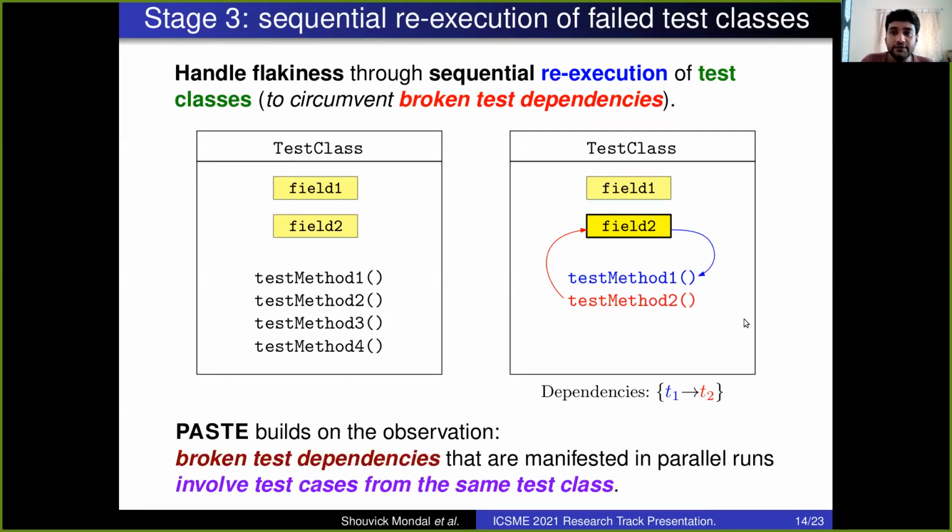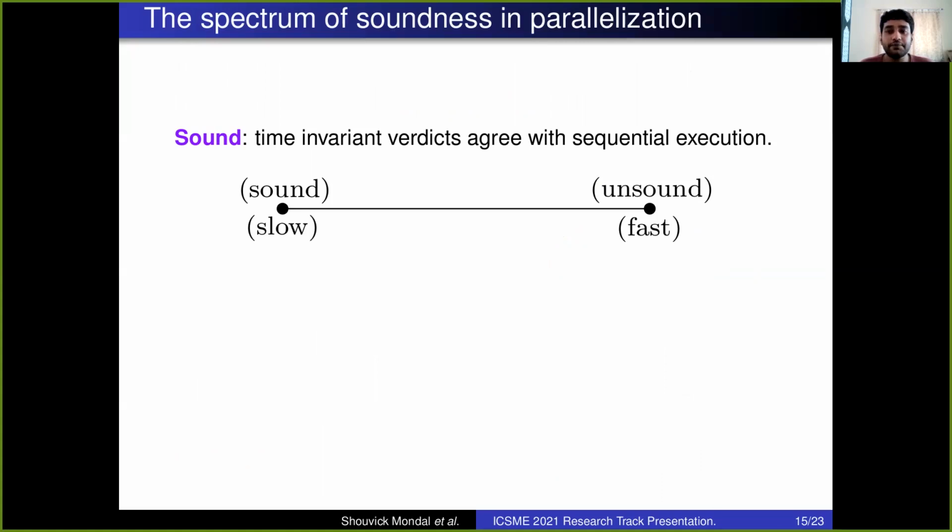Now this is the intuition of PASTE, and it builds on the observation that broken test dependencies that are manifested in parallel runs involve test cases from the same test class. A sound parallel approach is one where the test cases are executed in parallel and the verdicts that we get out of it are exactly similar to the verdicts that we get out of a sequential execution. On one end of the spectrum, we have a sound and slow approach, as Pradet did. On the other hand, we have an unsound analysis, which is very fast, where we have uncontrolled parallelism. And that is just the example we saw.